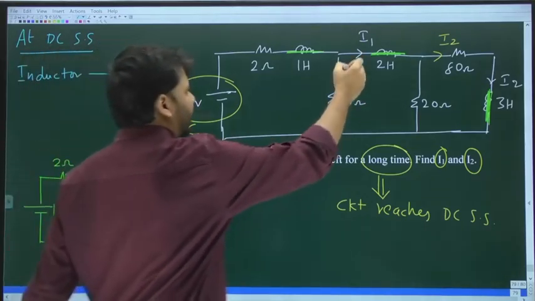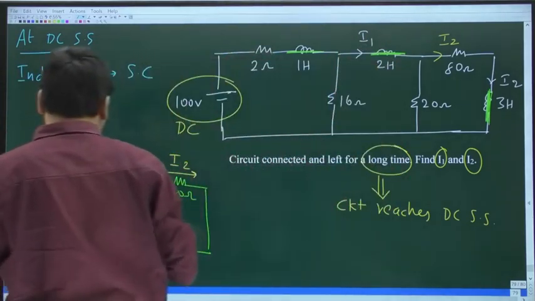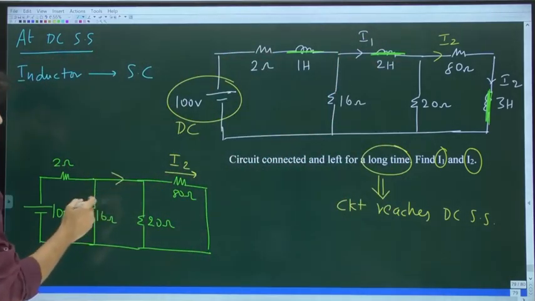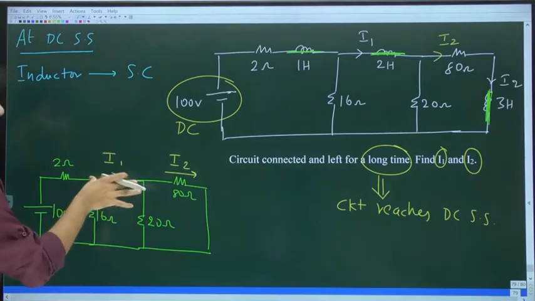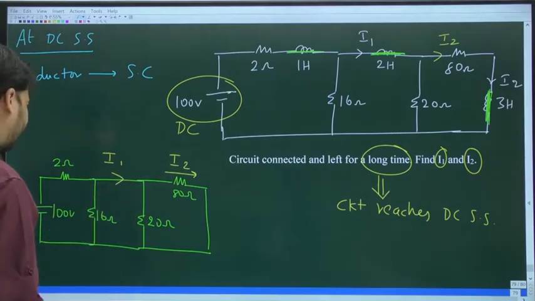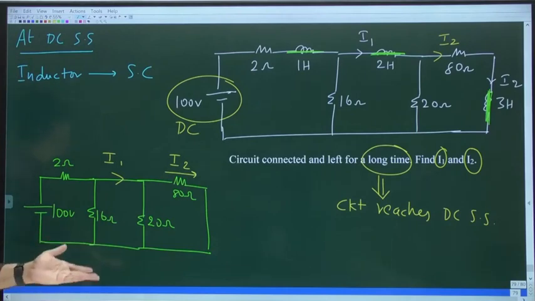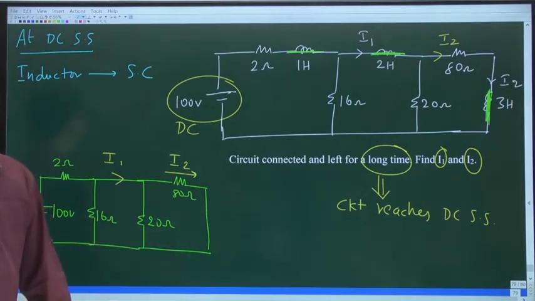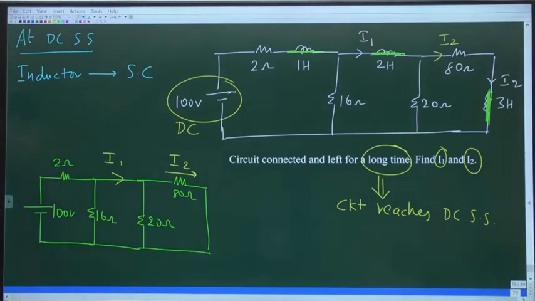And I1 is the current flowing in this piece of wire. So even in this circuit, current in the same piece of wire will be I1. So now in this simple resistive circuit, we have to find I1 and I2, which is very easy. Okay. So first let us find the current drawn from the voltage source itself.